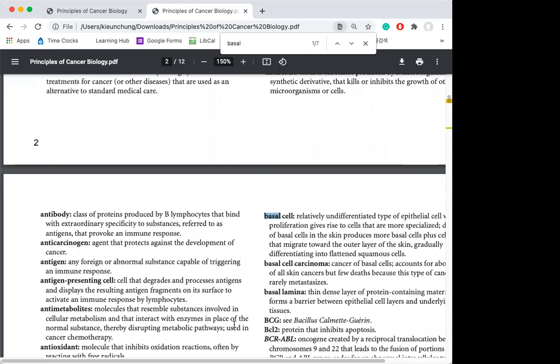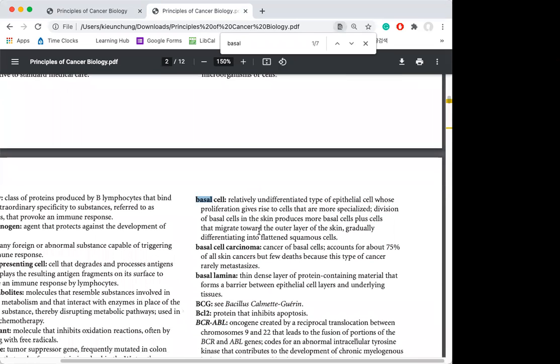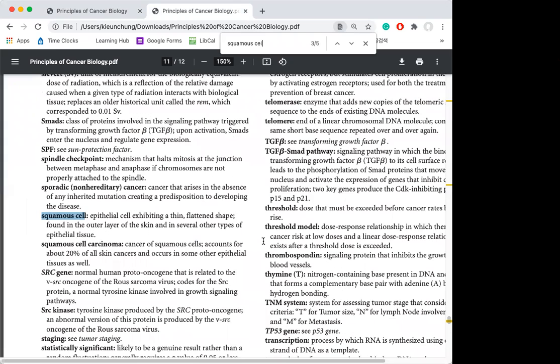Basal cell: relatively differentiated type of epithelial cell whose proliferation gives rise to cells that are more specialized. Division of basal cells in the skin produces more basal cells plus cells that migrate toward the outer layer of the skin, gradually differentiating into flattened squamous cells. Squamous cells: epithelial cells exhibiting a thin, flattened shape, found in the outer layer of the skin and in several other types of epithelial tissue.